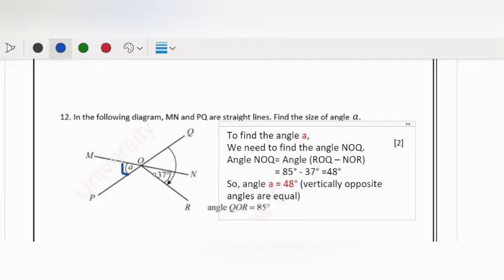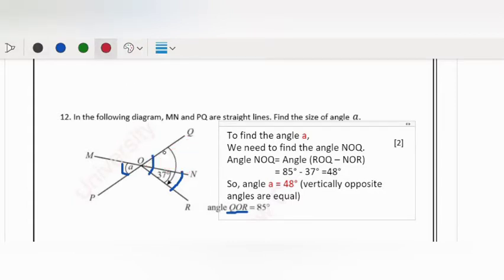And the measurement of this angle is given, and angle QOR is given here. That is angle QOR, and this angle is mentioned here. So to find out the angle A, we need to find out angle NOQ, that is this angle. So we have to find out the angle NOQ.